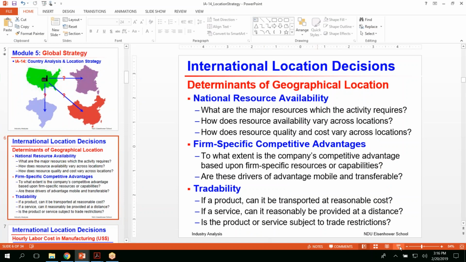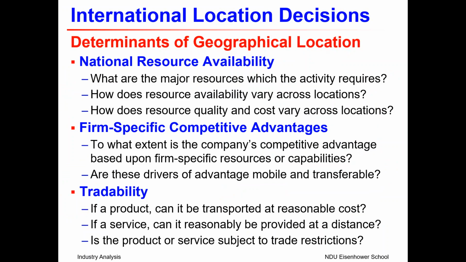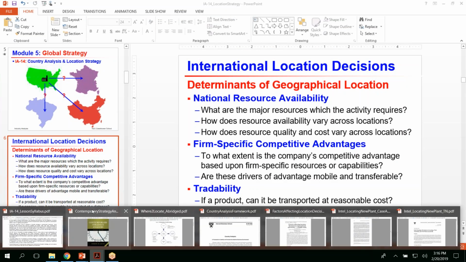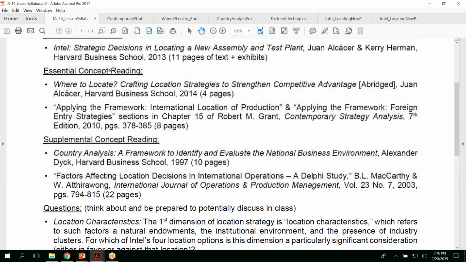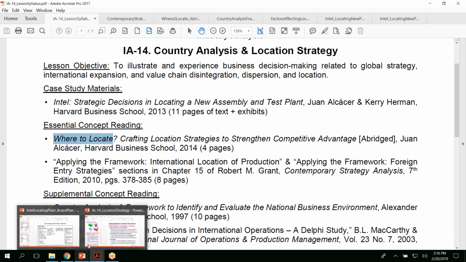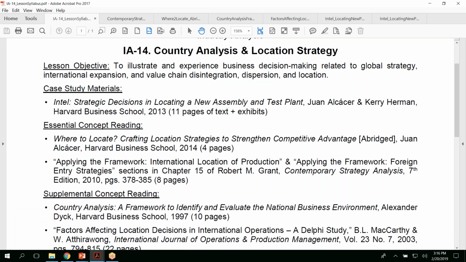And then you'll see the slides that I posted initially. Let me step back there. Remember, they have had these two essential readings. One is from their textbook, the Contemporary Strategy Analysis textbook, and one is specifically by the author of the case study about this. The case is designed to facilitate looking at location strategies from the framework that Juan Alcacer likes to use.